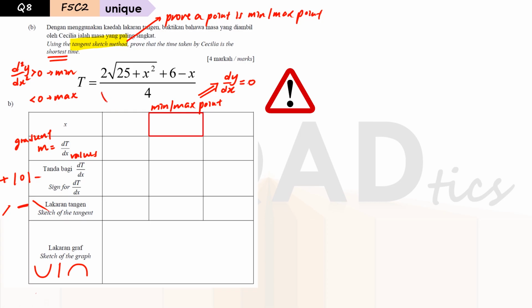Because if we draw a curve and let's say the point is here, the minimum point. If we draw the gradient, it's actually a straight line, right? Straight line, the gradient is 0. That's why dy over dx is 0. Okay, so what we need to do now is to find out dy over dx first, meaning we need to differentiate this equation.